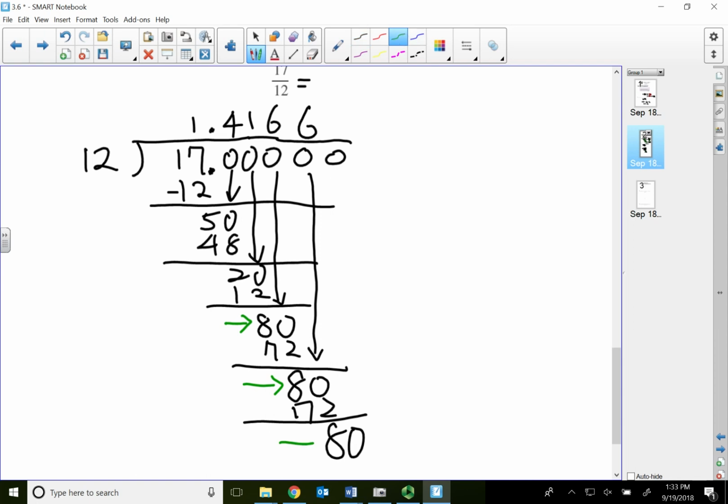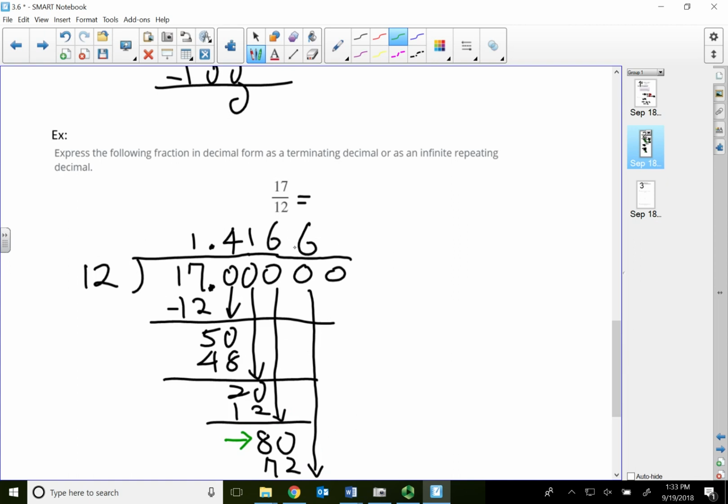Which will give me another 8, which if I have another 0 back there, bring it down. See, I'm repeating my what? My remainder. I keep on having 8, bring down another 0, make it 80. So basically that tells me that the 6 is going to begin to repeat itself. So this answer, since it does not tell me to round, is actually 1.416 repeating. Only the 6 is repeating. Now once I know it's a repeating pattern, if the problem tells me to round, I know how I need to round it.